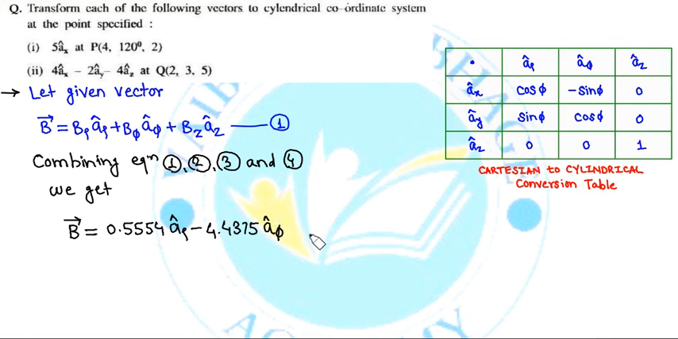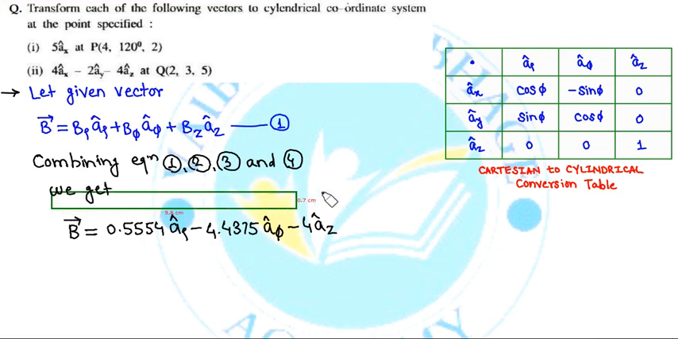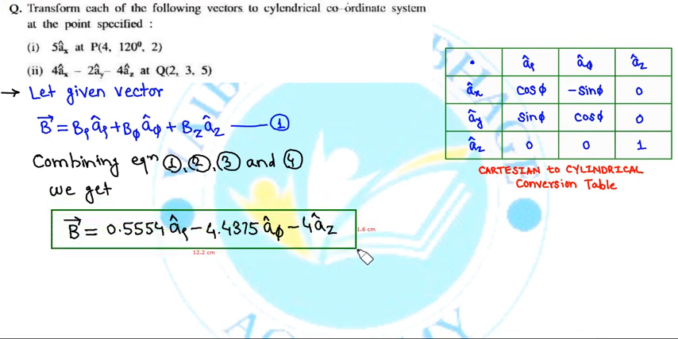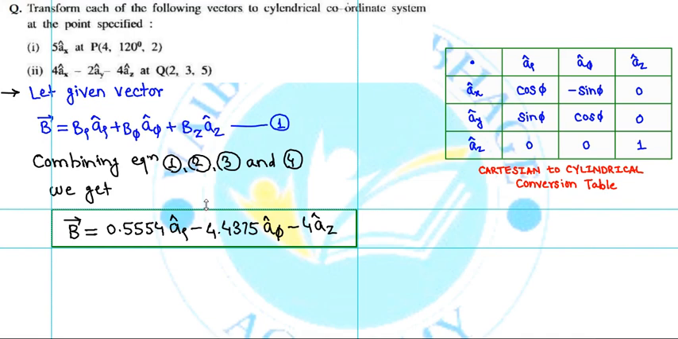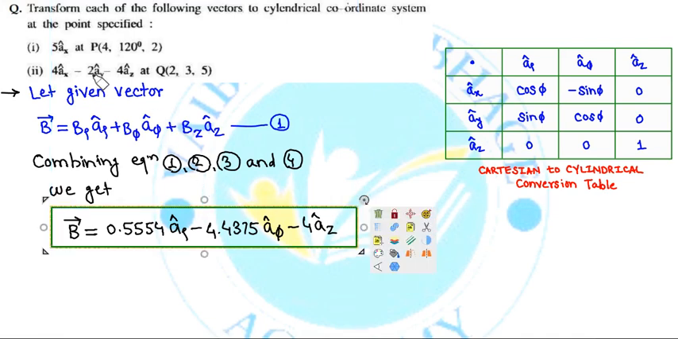And what is the magnitude along BZ? We have BZ equal to minus 4, so put that magnitude of minus 4 there, which is minus 4 az cap. This is the vector B which has been expressed in the Cartesian system, now in its cylindrical form. So this is our final answer.